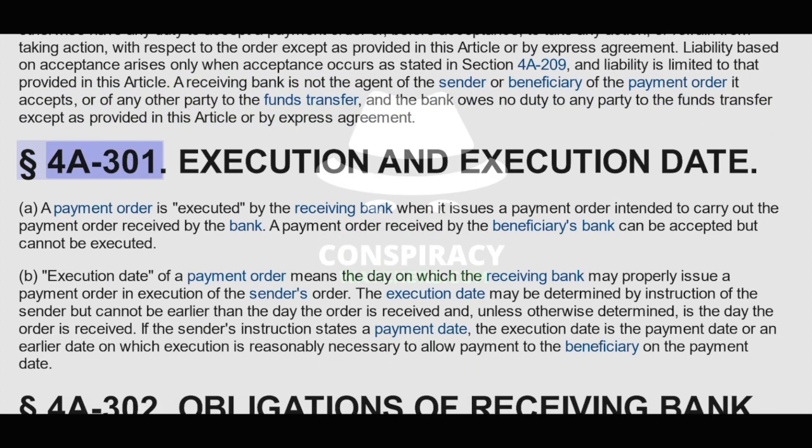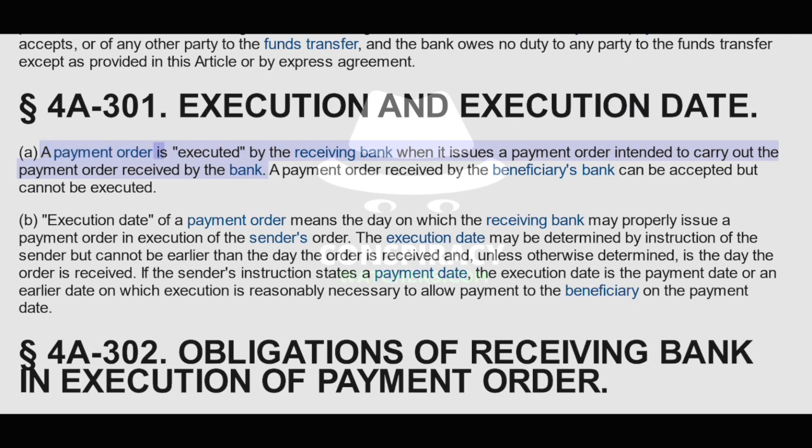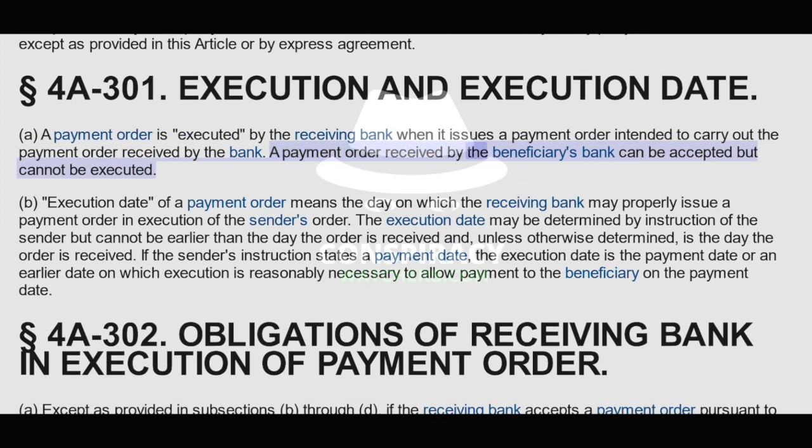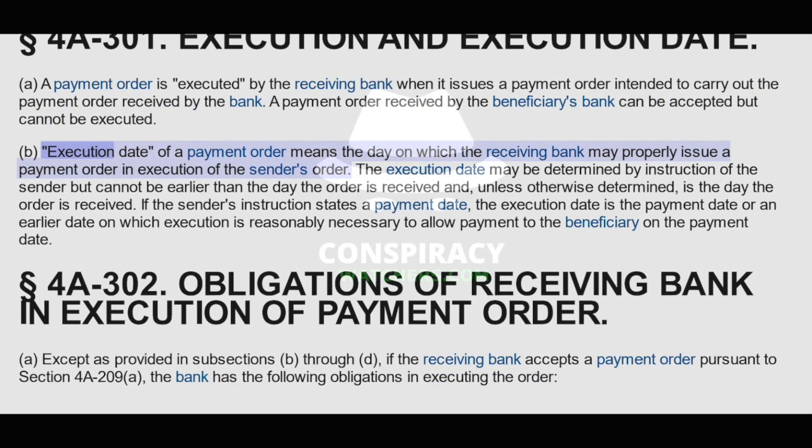Section 4A301. Execution and execution date. A payment order is executed by the receiving bank when it issues a payment order intended to carry out the payment order received by the bank. A payment order received by the beneficiary's bank can be accepted but cannot be executed. Execution date of a payment order means the day on which the receiving bank may properly issue a payment order in execution of the sender's order.